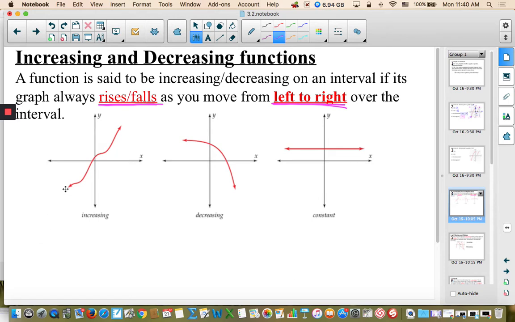So if we look from left to right here, this is always going up, so we say that this graph is increasing. As we go from left to right, this graph is always going down, so we say it's decreasing. As we go from left to right, this graph is always across, and this is a constant. So increasing, decreasing, constant.